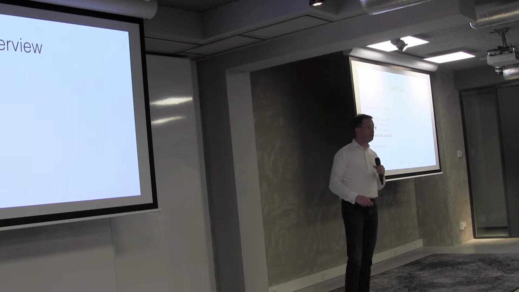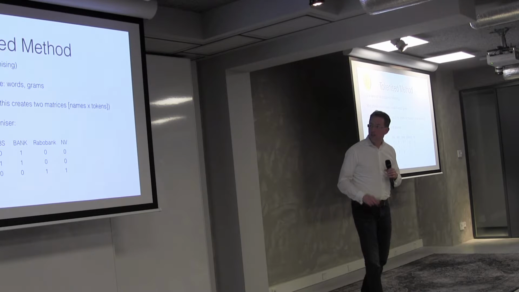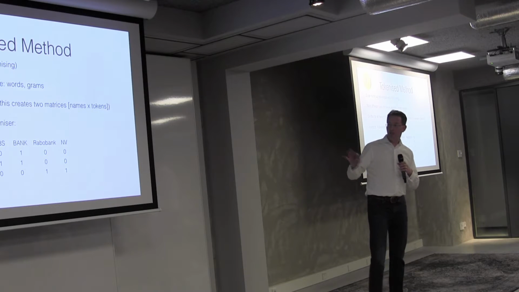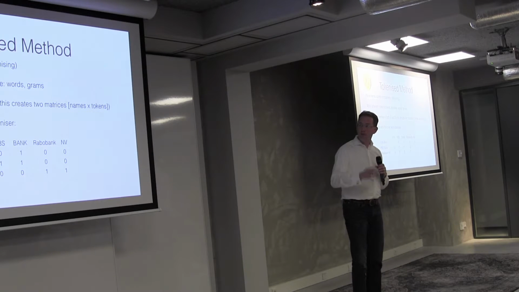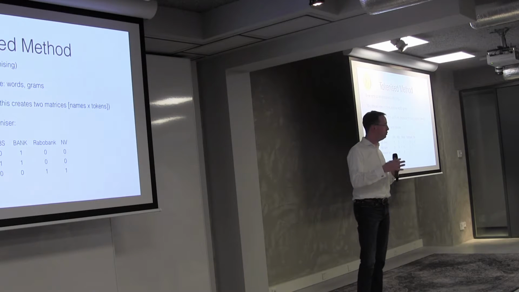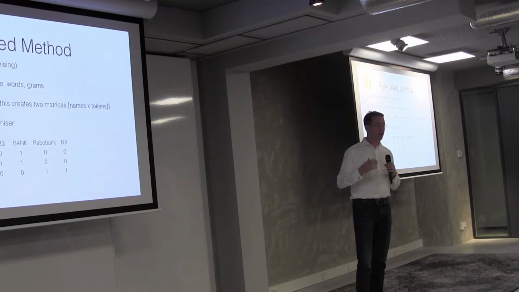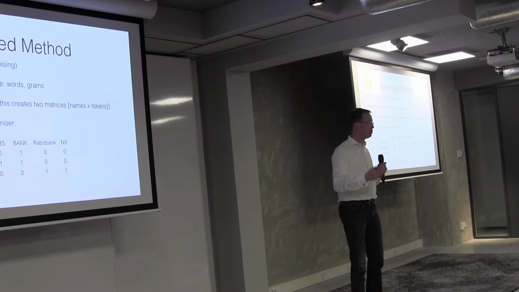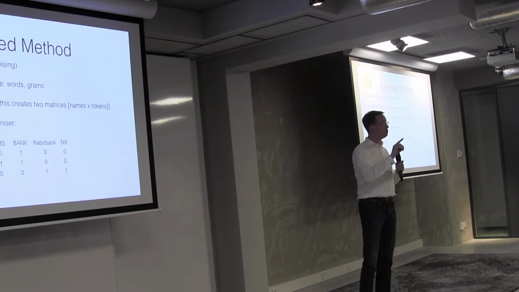So, the tokenized approach. Let me explain. The first thing is we break the name up into components. So ABN AMRO Bank would be 3 words. You can also make n-grams of it, like ABN, BNA, like the first letter of AMRO, etc.